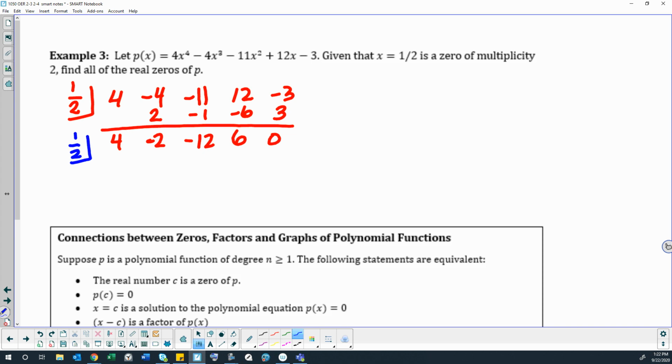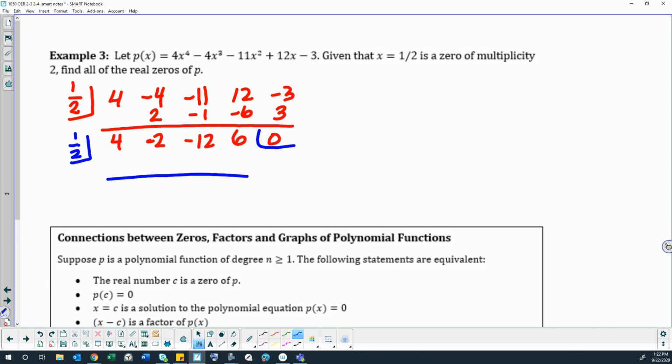I don't even need to stop and write out this polynomial. It would be a degree 3 polynomial, 4x cubed minus 2x squared minus 12x plus 6. And the 0 is the remainder, so that's not even part of our polynomial. So when we do this step with our division, we don't need to worry about the 0 at the end. That's not part of the polynomial for our division. So I'm really going to take my line to there, because that 0 doesn't matter anyway.